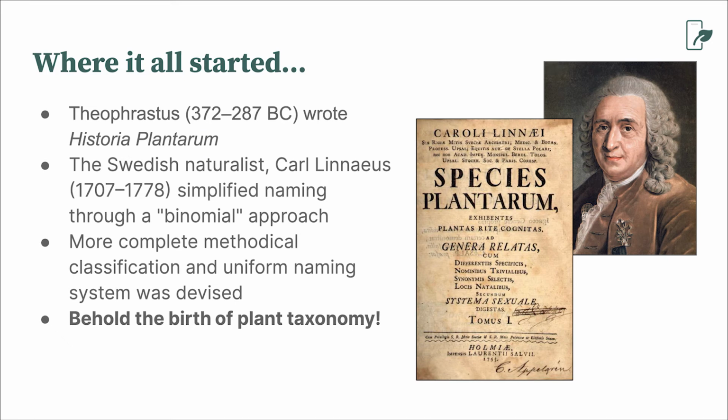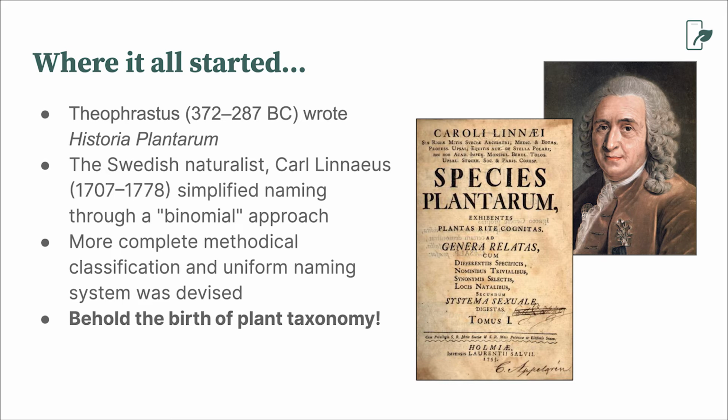The history goes back quite a long time. One of the earliest works was back in 300 BC, a work called Historia Plantarum. It was the first basic work that described plants, and it listed, I think, about 500 species, all with these really long descriptions.